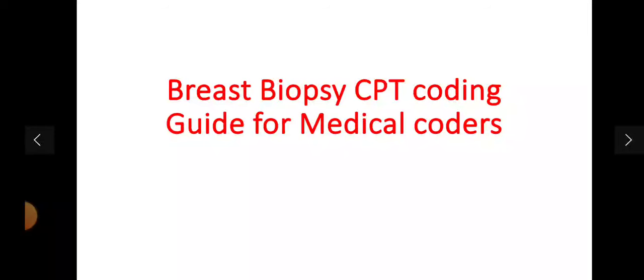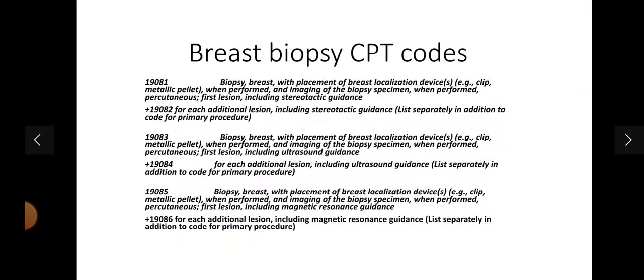These are the list of codes which are commonly used, and it starts with 19081, 19082, 19083, 19084, 85 and 86. Now 81 and 82 are with stereotactic guidance. So the first code is for the initial lesion. For the initial lesion we have to code the initial procedure code 19081. For each additional lesion which is taken during the breast biopsy procedure will be coded with an add-on code 19082. So this is only for stereotactic guidance.